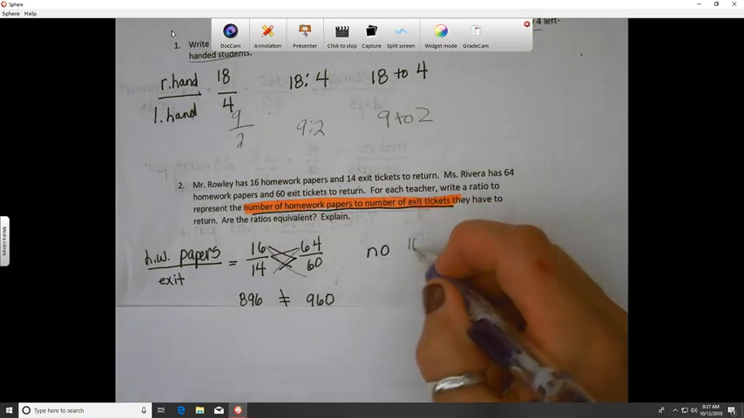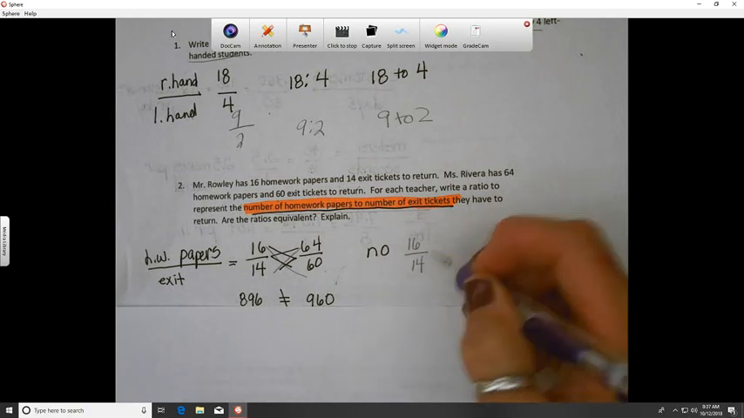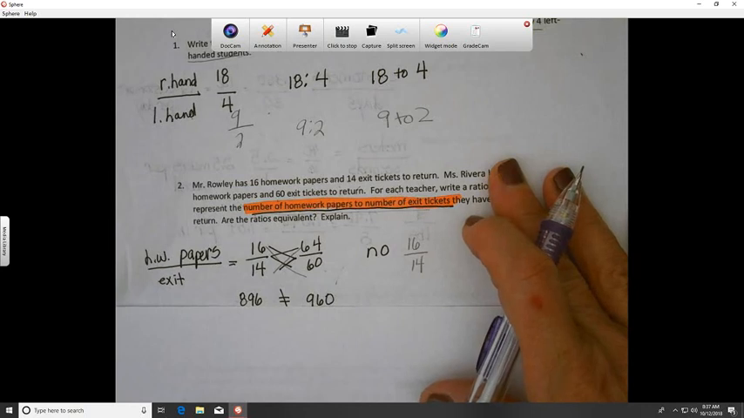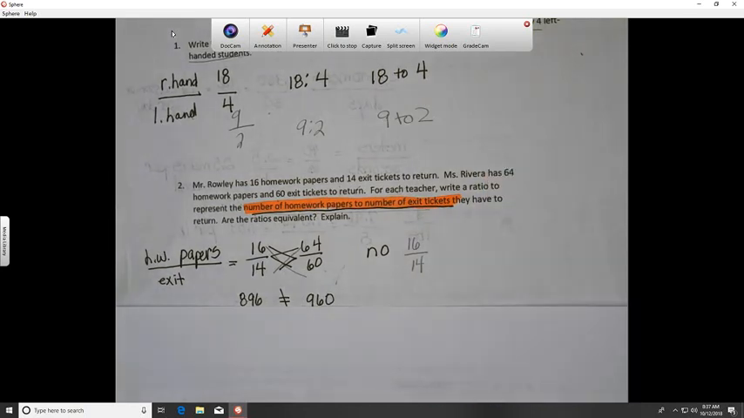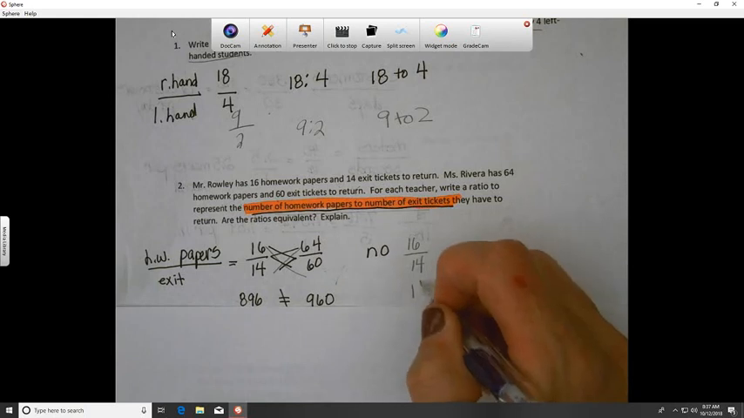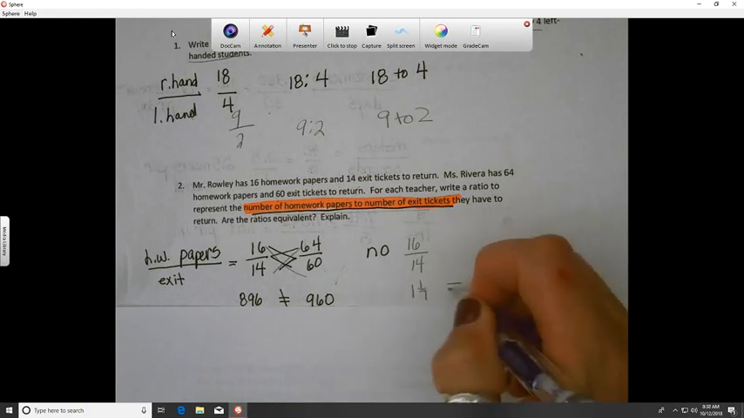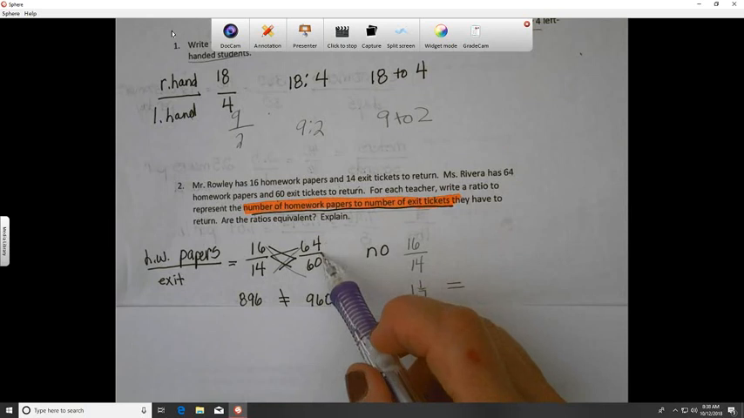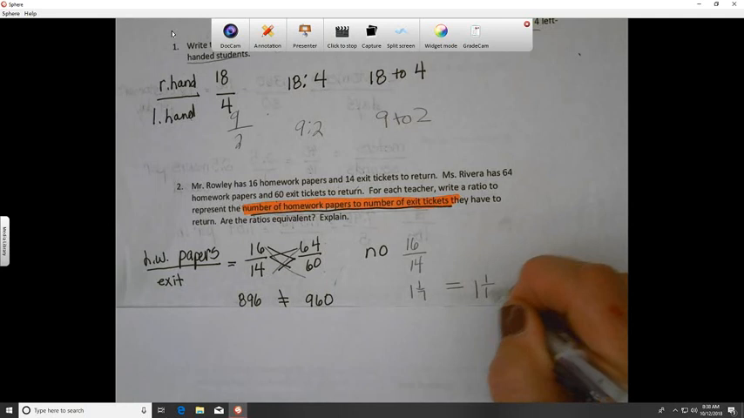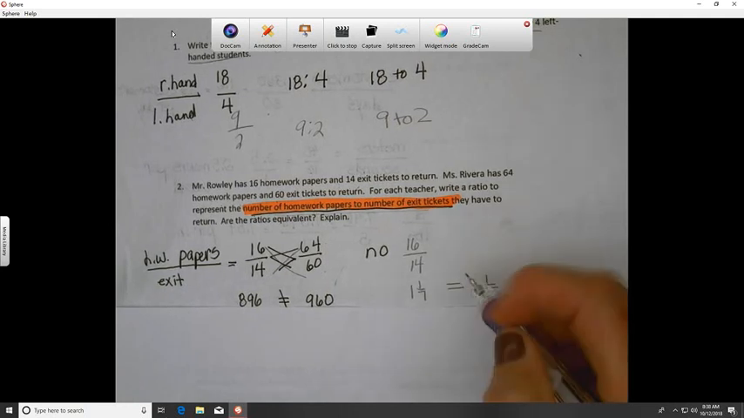What is 16 over 14 simplest in your calculator? So you want to put in 16, ABC, 14, and what does it come out to be? Raise your hand. Anybody? Some more. 1 and 1/7. Okay. Let's see if that's equal to 64 ABC 60. What does that come out to be? 1 and 1/15. So are they equivalent? No, and that's how you write it.